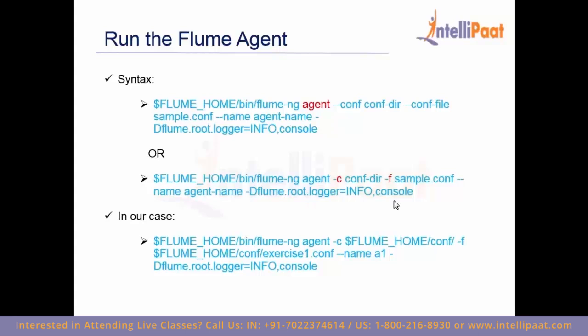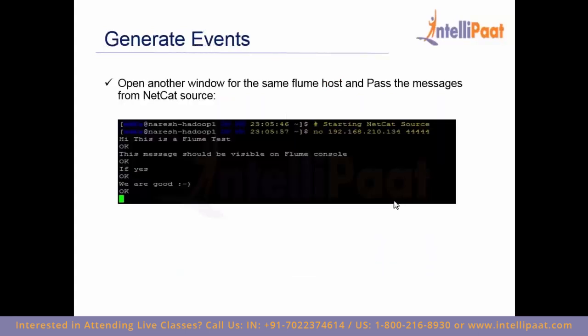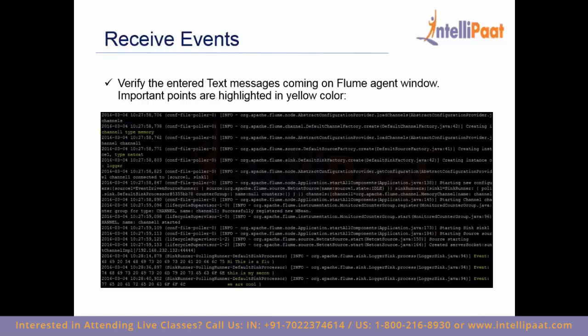Okay, we are done till here. We have generated some events using the nc command, giving the IP and port. After that, we validated that the same messages we were generating at netcat were showing up on the Flume agent console.